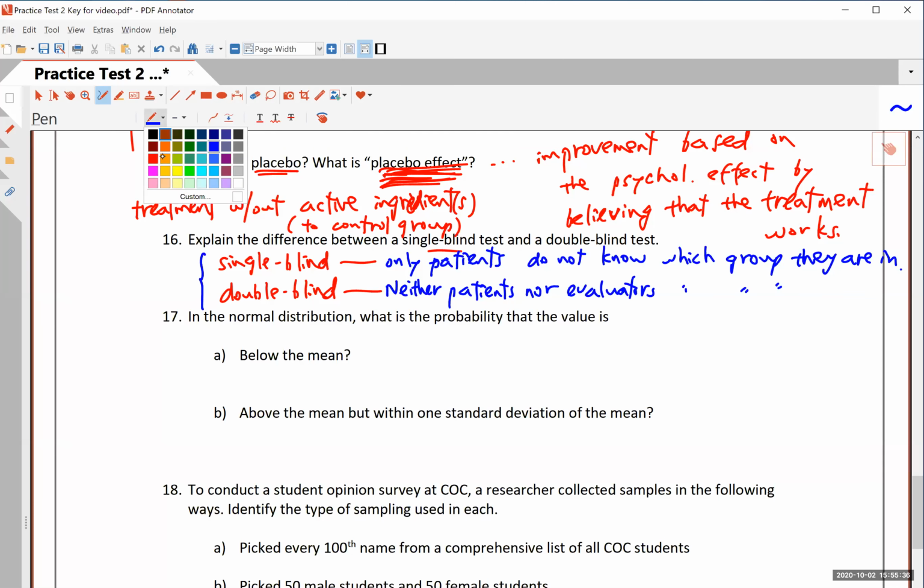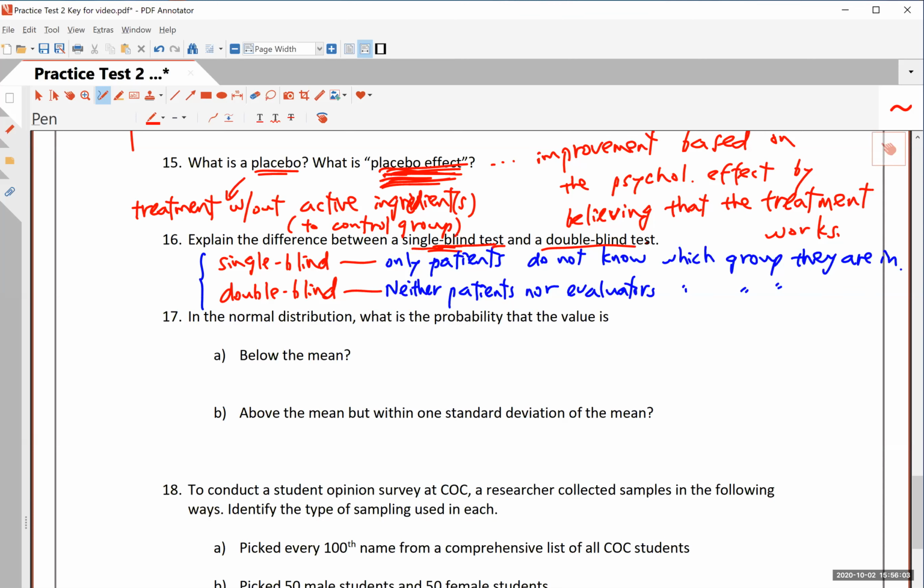All right, so the difference is this. In both of these tests, a placebo is definitely used, okay? So one thing you should remember first is that in both a single blind test and a double blind test, definitely a placebo is used, okay? The question lies in who knows which patients belong to the placebo group or control group, and which patients belong to the treatment group, the group getting the active ingredient, right?